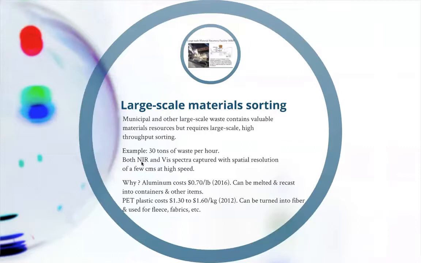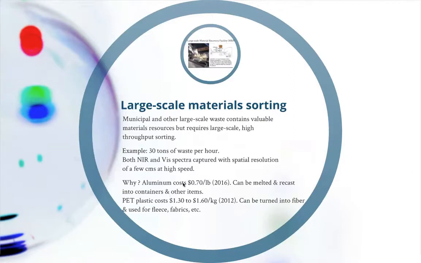As we saw before, near infrared and visible spectra are captured with high spatial resolution, but at very, very high speeds. And the reason to do this is, as I said before, there are two options. One is the deposit market, where there's money in the system from the people who do not participate in the system. Or if it's a non-deposit market, it's a material cost.